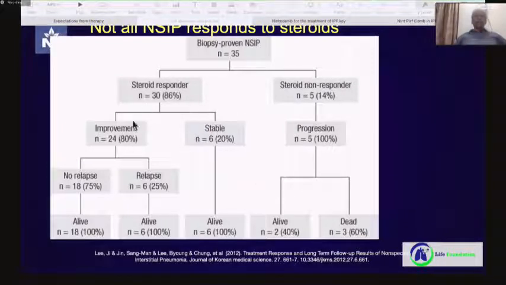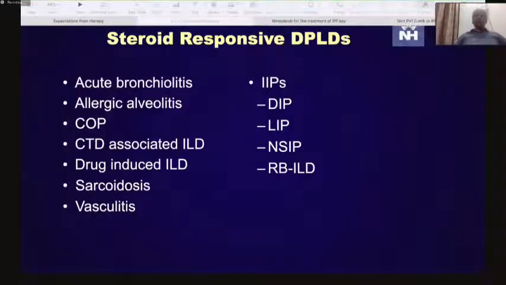And you saw the steroid responders, most of them did well. They either improved or remained stable. 100% of them remained stable or actually improved. So you have a steroid responsive variety and a steroid non-responsive variety.